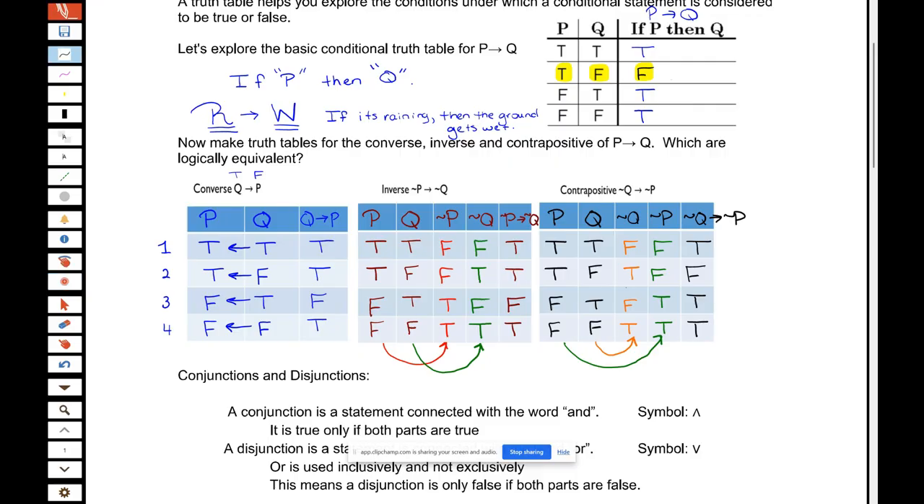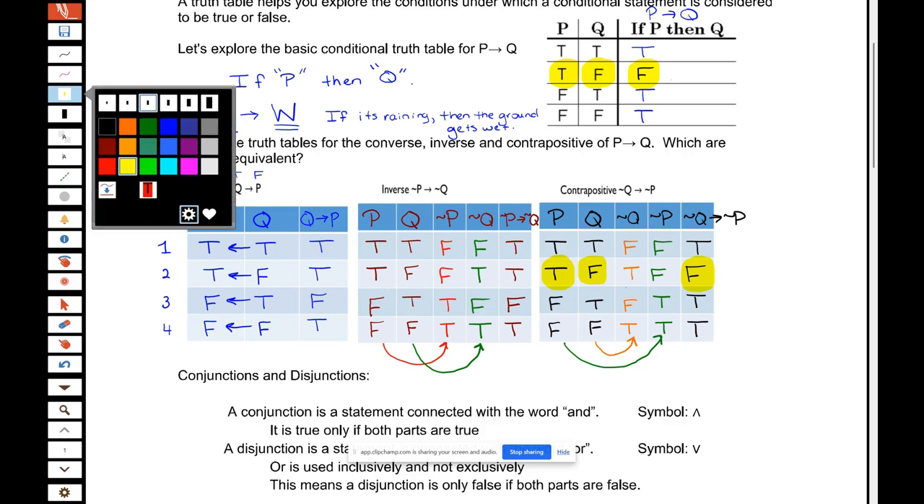And we can see here, if we do some highlighting, where the false occurs up here is where P is true and Q is false. Where the false occurs here is also where P is true and Q is false. So they are both true and they are both false under the same conditions. That's why they are the same statement.